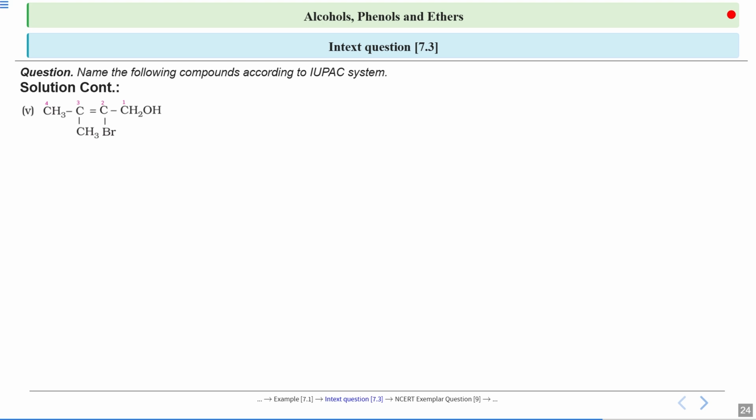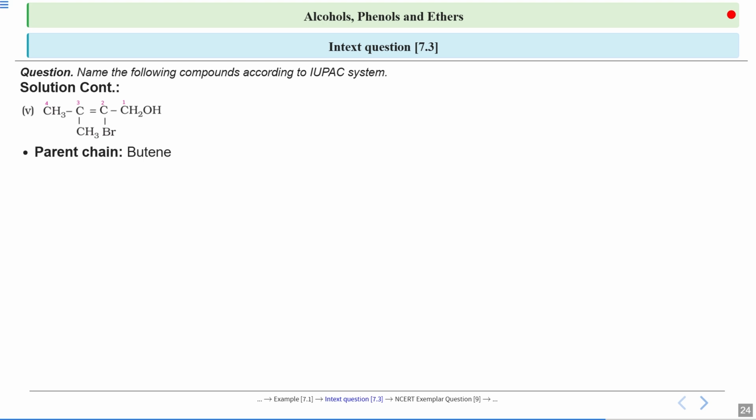Or you can say that at the first carbon we have OH, at the second carbon we have the double bond, so 1 plus 2 is 3. But if you do the numbering the other way, the fourth carbon will be your OH group carbon and the second carbon will be a double bonded carbon, so 4 plus 2 is 6, which is greater. So we will prefer this numbering.